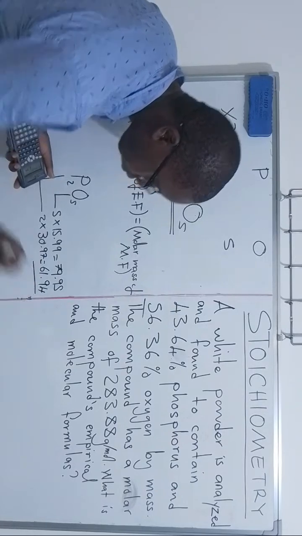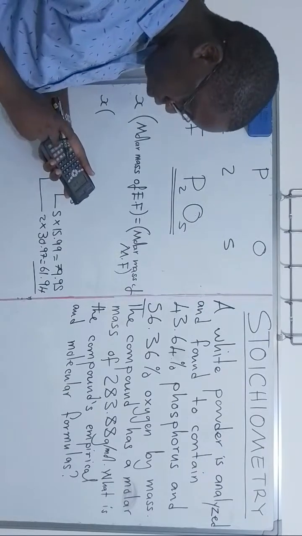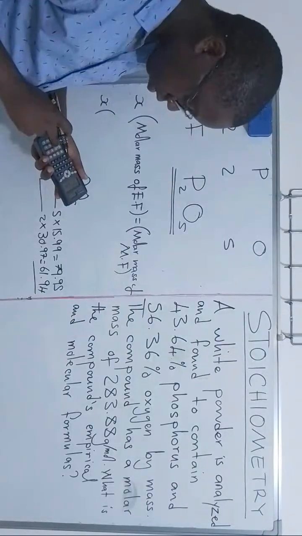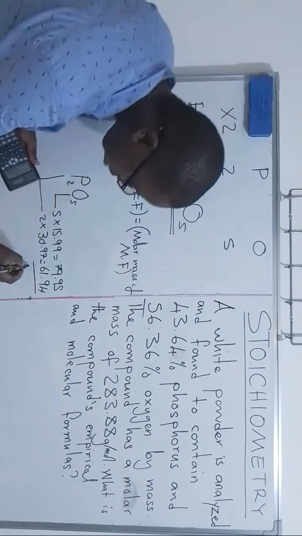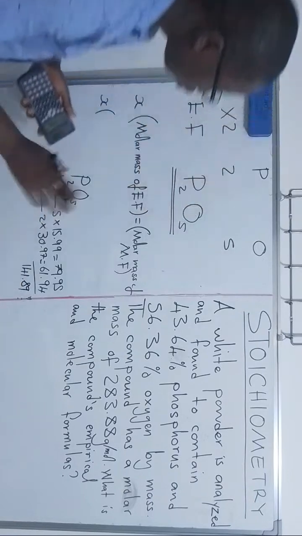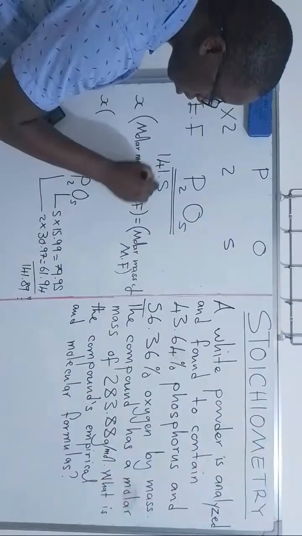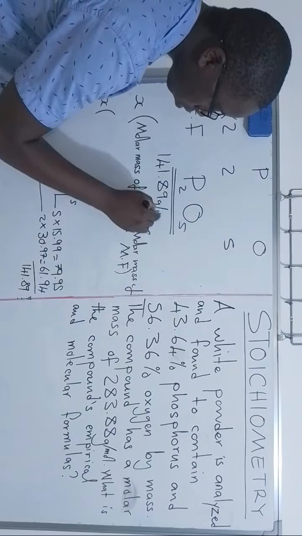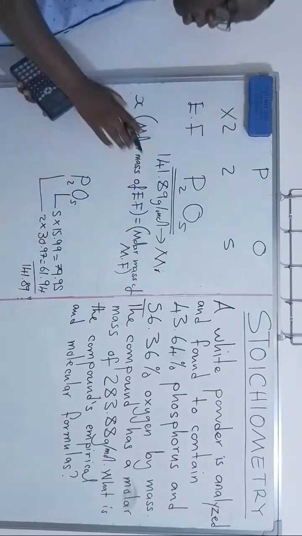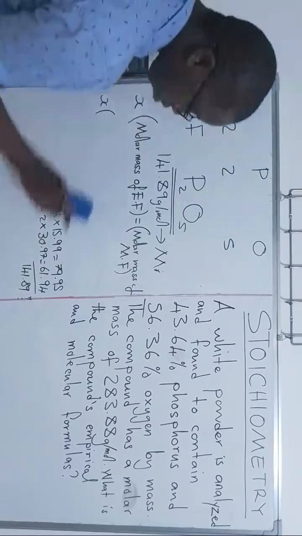Then 2 multiplied by 30.97 gives us 61.94. We have to get the sum of these two, that is 61.94 plus 79.95, which gives us 141.89. So this 141.89 grams per mole is the molar mass of the empirical formula. So we now have the molar mass of the empirical formula there.